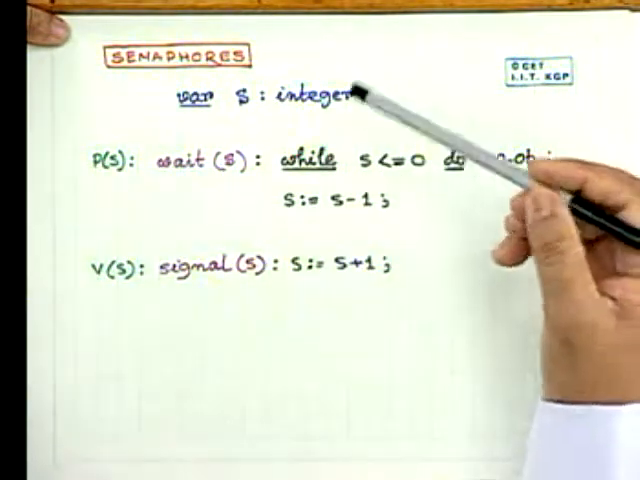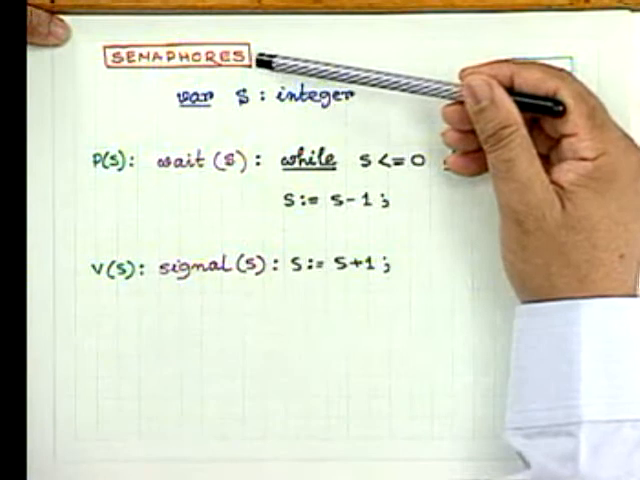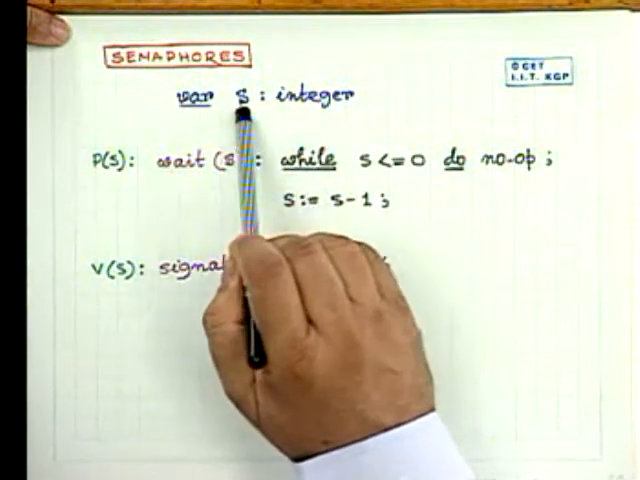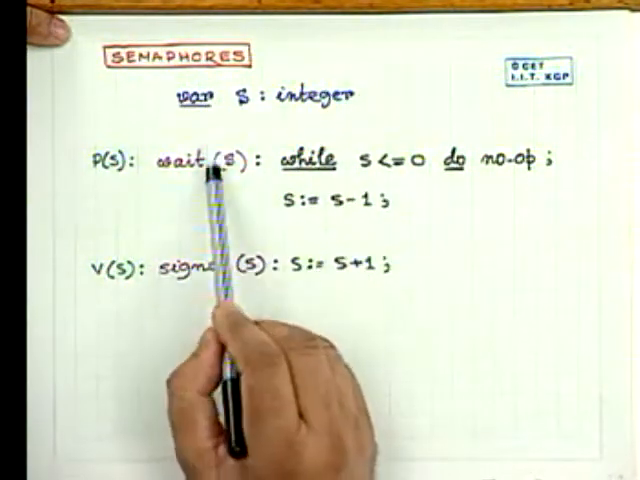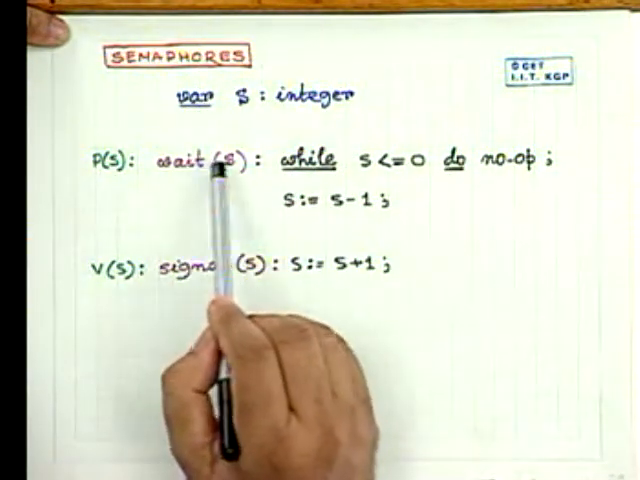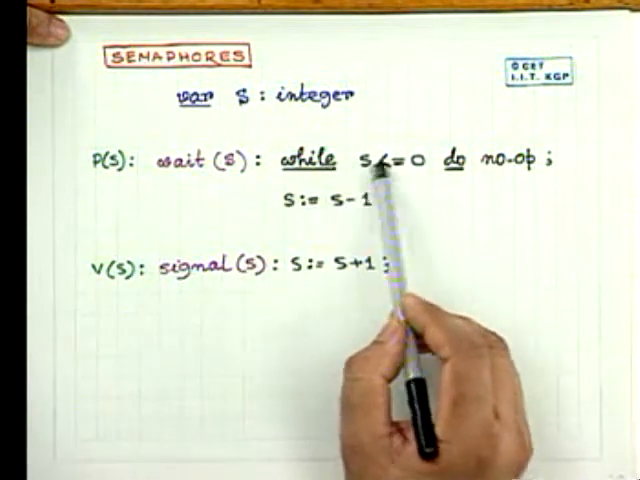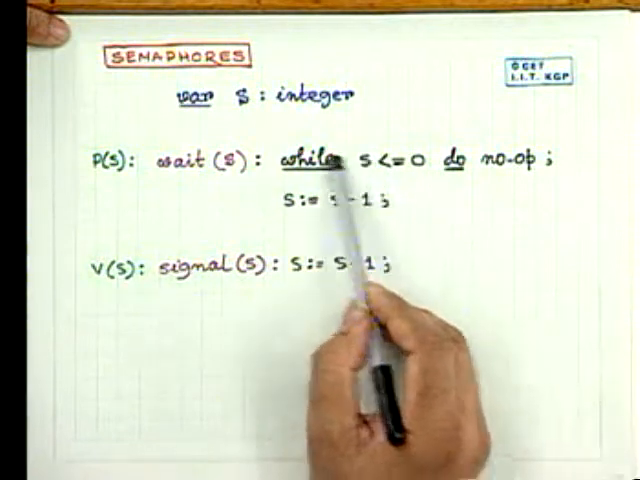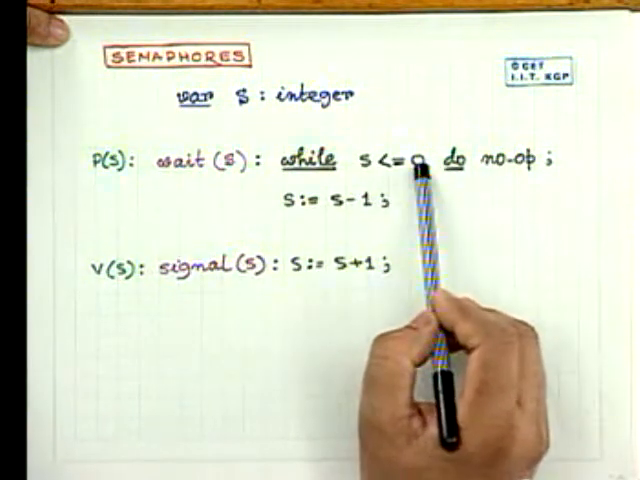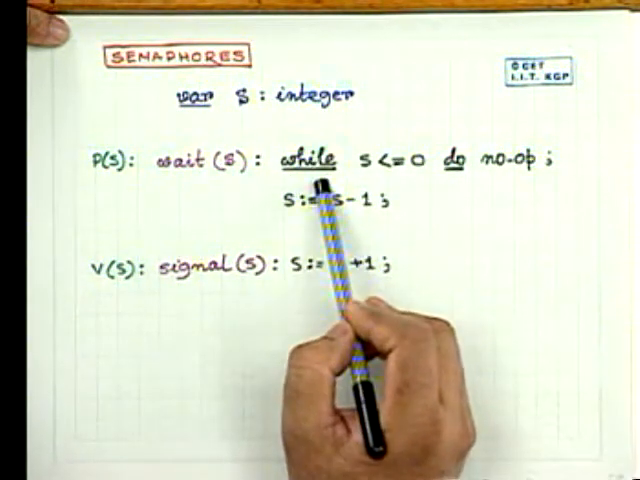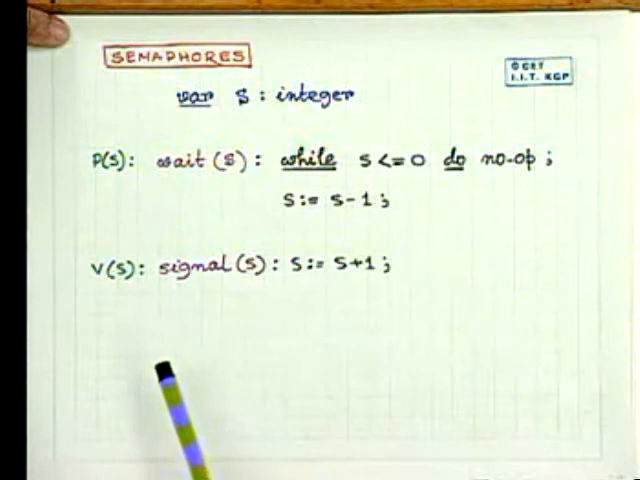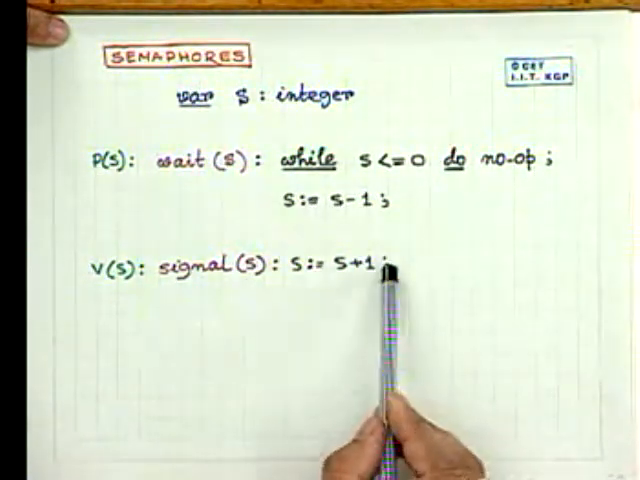Let me say what the semaphore operation does. S is an integer and we call it a semaphore variable, right? Two functions on it we define: one is wait(S) and the other is signal(S). Wait is that while S is less than or equal to 0, it waits here, do no op. Now, the moment S is greater than 0, it comes out of this while loop and S is decremented, S equals S minus 1. And signal(S) is that simply S is incremented.